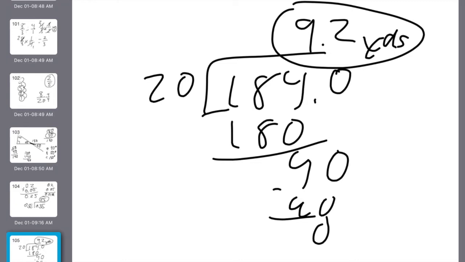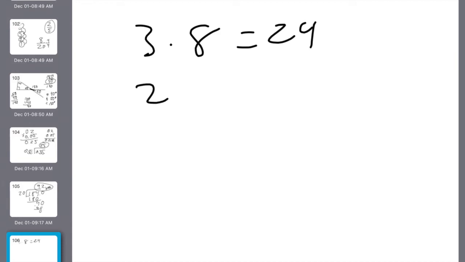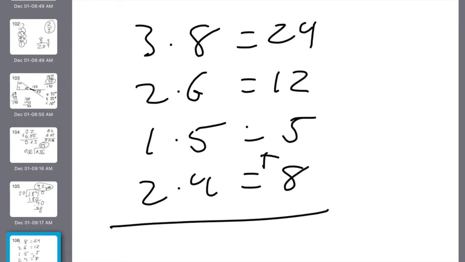Jeffrey counted the sides of 3 octagons, 2 hexagons, a pentagon, and 2 quadrilaterals. Altogether, how many sides did he count? Well, an octagon is 8, guys, so he had 3 times 8 equals 24. 2 hexagons is 2 times 6 is 12. A pentagon is 1 times 5 is 5. And 2 quadrilaterals is 2 times 4 is 8. And then I have to add those all together.